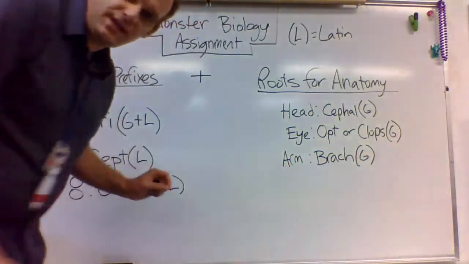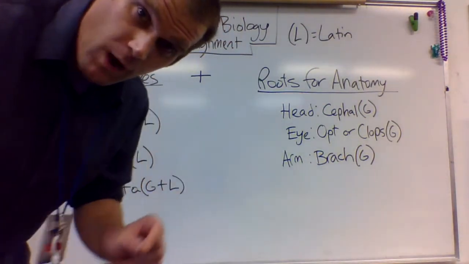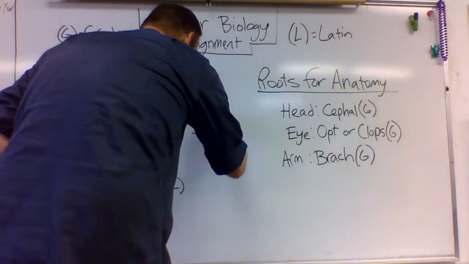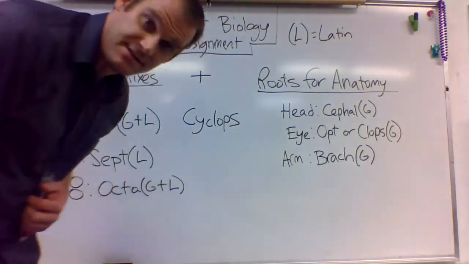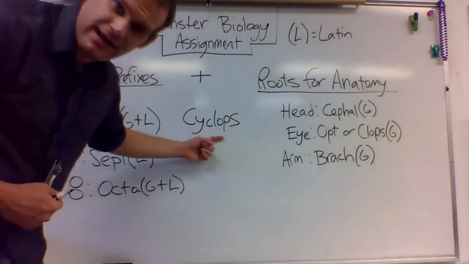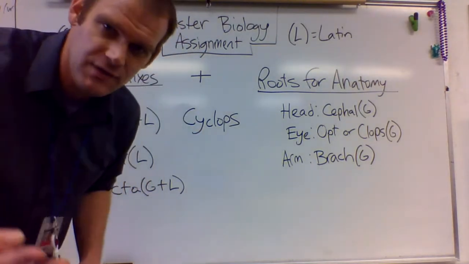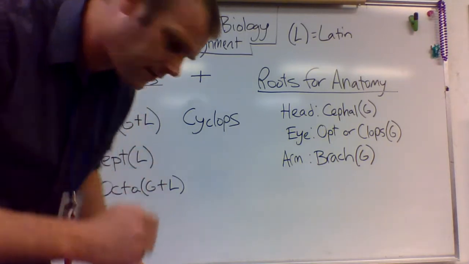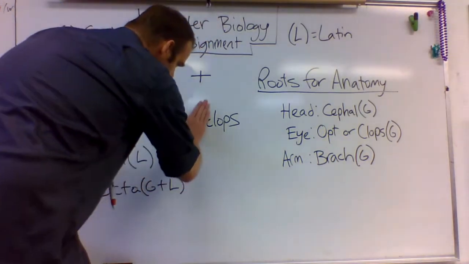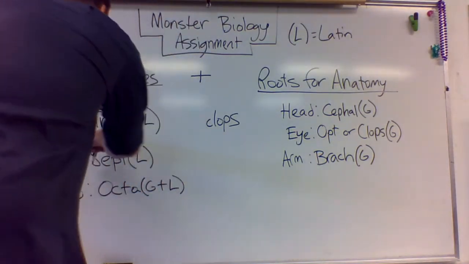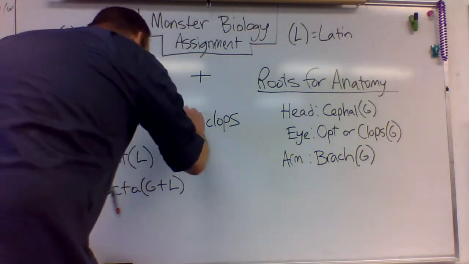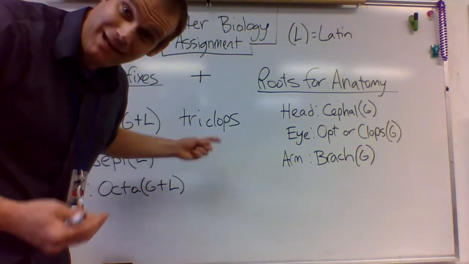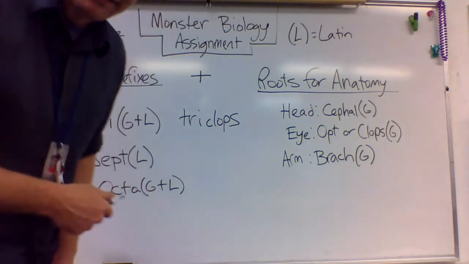Now, you won't see the numerical prefix for 1, which is CY, but we know there's a mythological creature called a cyclops, okay? A cyclops. And this actually translates to meaning 1 eye. Any of you that have ever seen the mythological creature known as a cyclops would know that that creature has only 1 eye. But let's take that off there for a second, and let's add this root here. Now we have triclops, and triclops would mean that your monster has 3 eyes, okay?